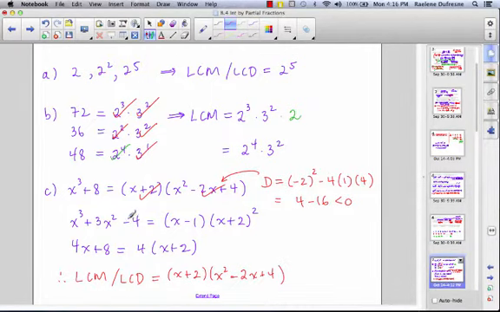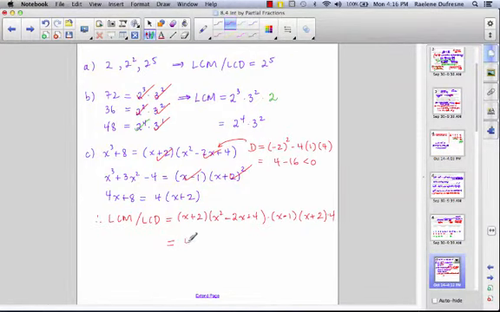Then, in order for the second term to divide into the lowest common multiple, I need a factor of x minus 1, which I do not have, so I introduce it by multiplication. And then I need two factors of x plus 2. I have one, so I need to introduce another one. And now the x cubed plus 3x squared minus 4 will divide evenly into the LCM. For my third term to divide into, then I need one x plus 2, which I have at least one of, and I need a 4. And so altogether, my LCM is going to be 4 times x minus 1 times x plus 2 all squared times x squared minus 2x plus 4.